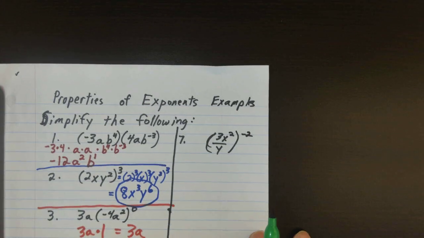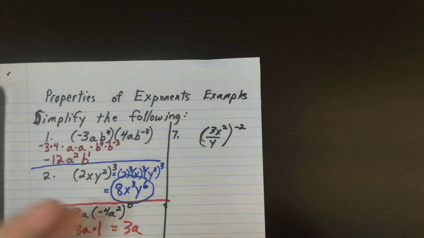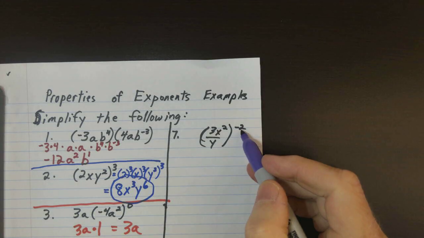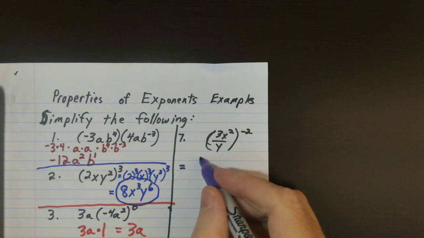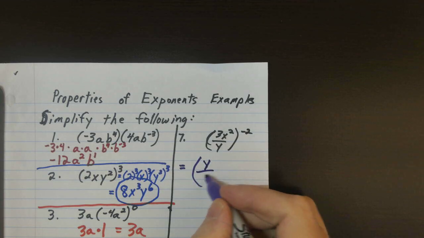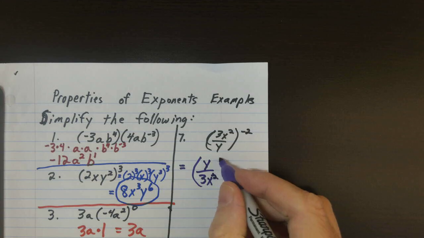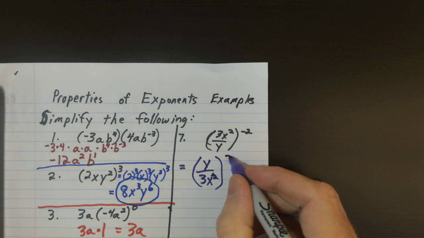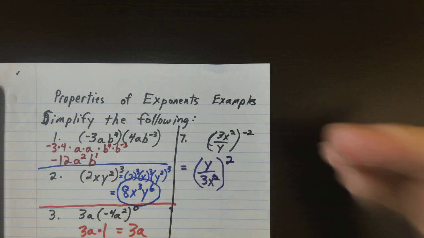And then one more example here. I think the best thing I can do here, you notice how we're talking about the negative exponents are reciprocal functions? Here's what I'm going to do. I'm going to rewrite the reciprocal of 3x squared over y as y over 3x squared and change the negative exponent to a positive exponent. So you do a reciprocal and you do a reciprocal again.